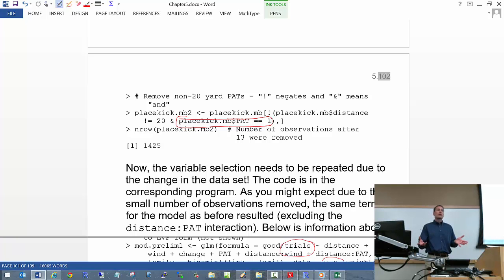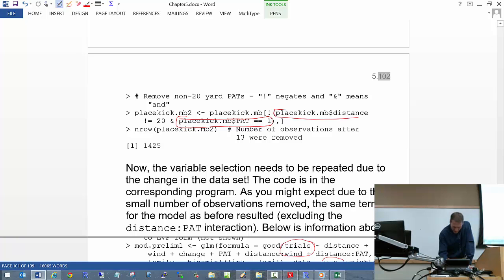Essentially, yes, this is basically a logical comparison. It's going to give me a true if it's a PAT, a 0 if it's a field goal, because PAT equal 1 is PAT, PAT equals 0 is a field goal. And so what I'm going to get is a vector of size 1438, because I have 1438 observations, and it's going to be a true if it's a PAT, a 0 if it's a field goal.